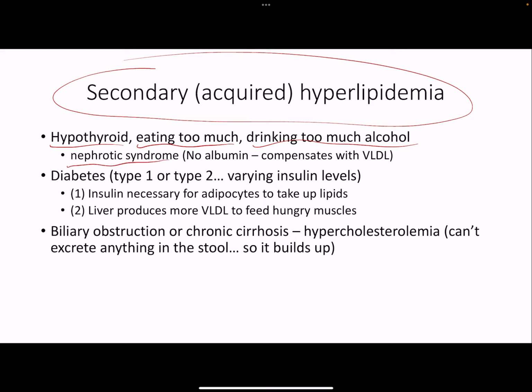Nephrotic syndrome: we need albumin to maintain osmotic gradients for capillary exchange. You're peeing out all of your albumin here. So your body compensates by generating some VLDL. It's just a warm body.